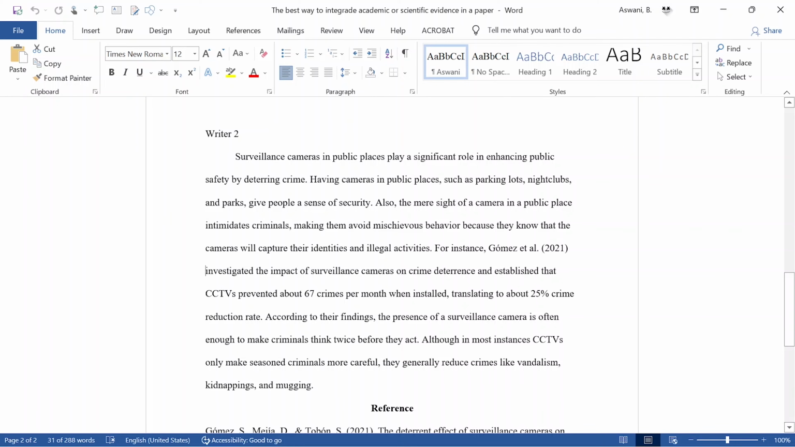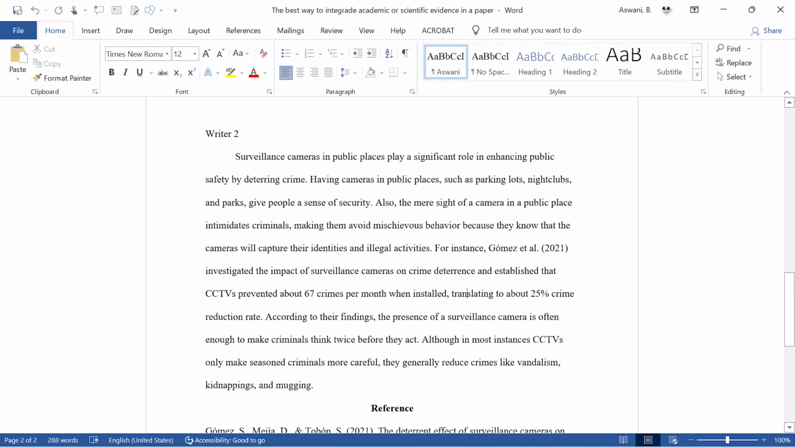Okay, investigated the impact of CCTVs on crime deterrence. Okay, and then the findings, and it established this. So you can see this is a better integration. In fact, this is the best way of integrating scientific evidence within your paper.